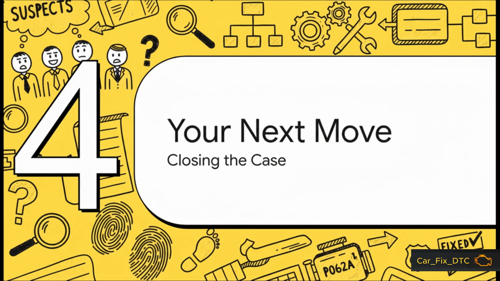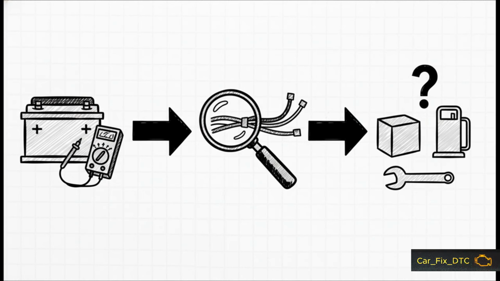So, we've interviewed all 4 suspects. We have the clues. We have the motives. Now, it is time to put this all together into a concrete plan of action so you can close the case on code P062A for good. Here's your strategy, your game plan. First, always start with the simplest suspect. Test that battery. It is quick, it is easy, and it could save you a ton of time and money. Next, do a visual inspection of the wiring. Look for anything that just seems wrong. If both of those things check out, then it's time to start looking at the more complex components, the module or the pump, which, to be fair, might need a professional to diagnose for sure.